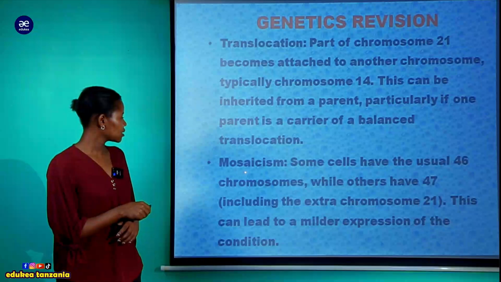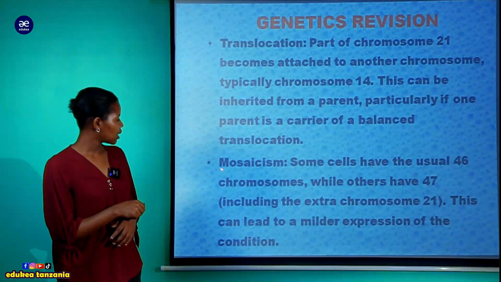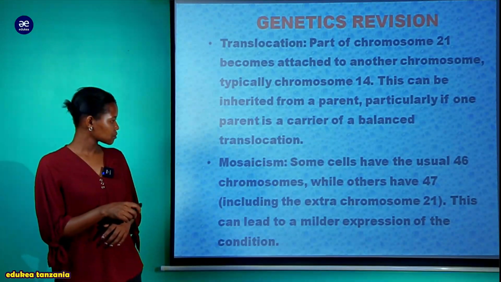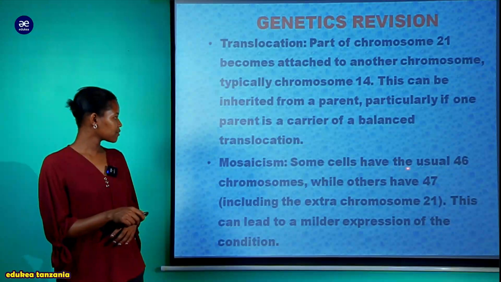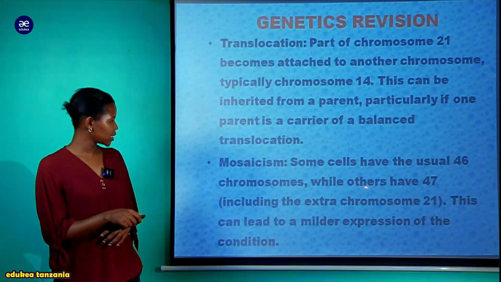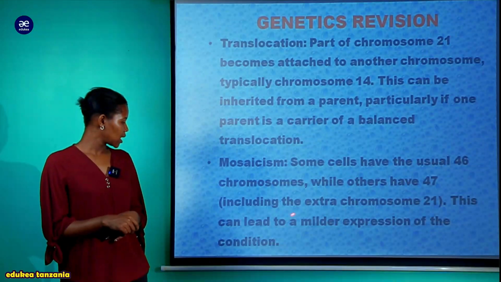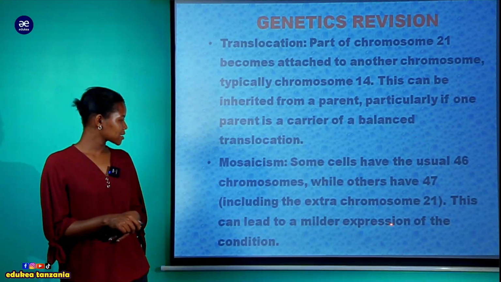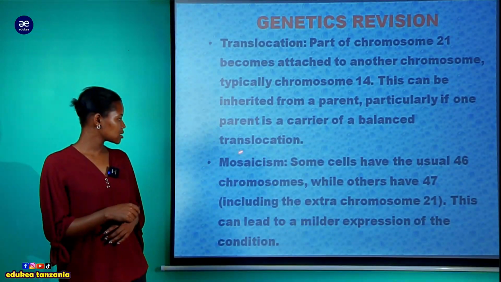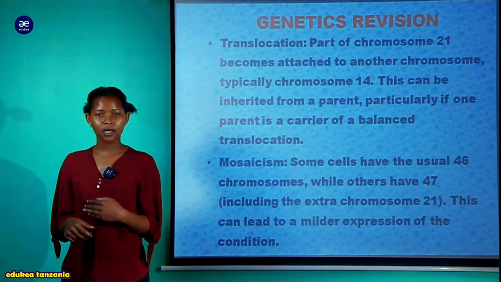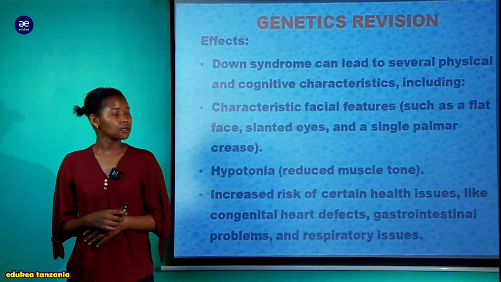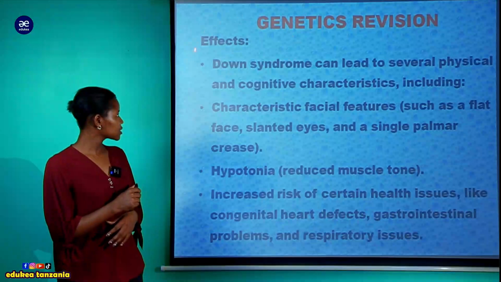And then you can see there is mosaicism. Another way tunakuja kuiona, some cells have the usual 46 chromosomes while others have 47, including the extra chromosome 21, and this can lead to a milder expression of the condition. That is all about mosaicism. That is that mechanism. And now we can see the effects of Down syndrome.